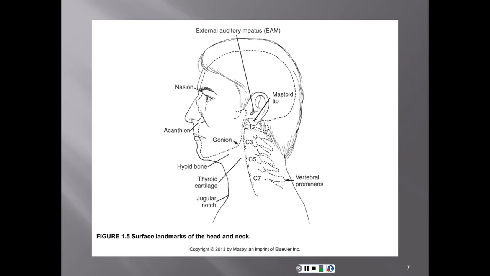Surface landmarks of the head and neck. Need to be familiar with the head and neck landmarks. For instance, if you are looking for the TMJ, you can look at the external auditory meatus and know that the TMJ is just anterior to that. So some external landmarks can help you identify internal landmarks. And again, this is page 5.